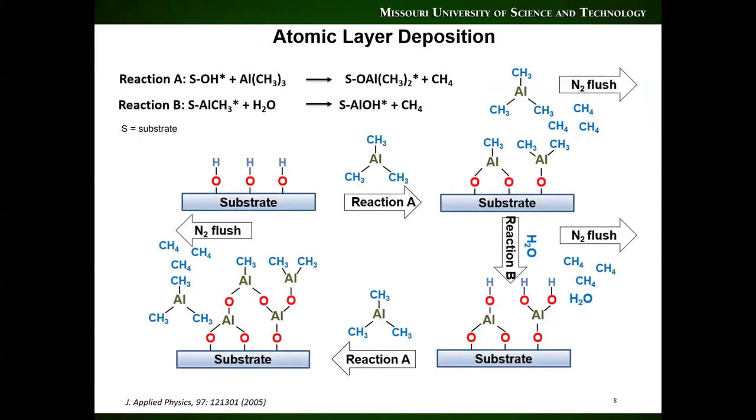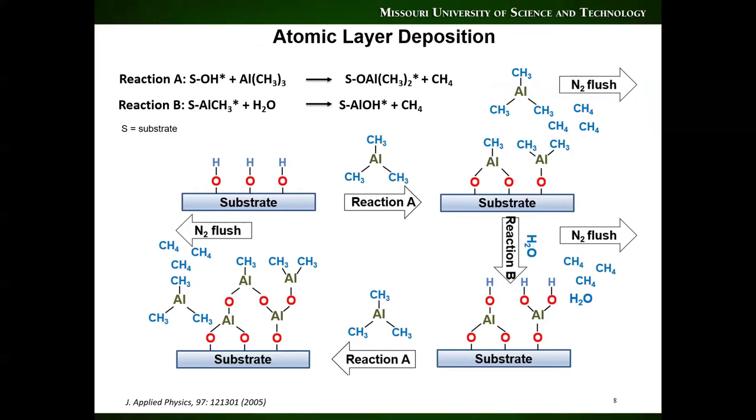Atomic layer deposition is the approach we used to grow conformal coating, and its precise control of coating thickness enables us to control the amount of dopant cations.